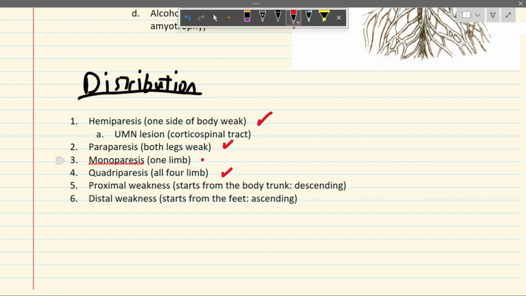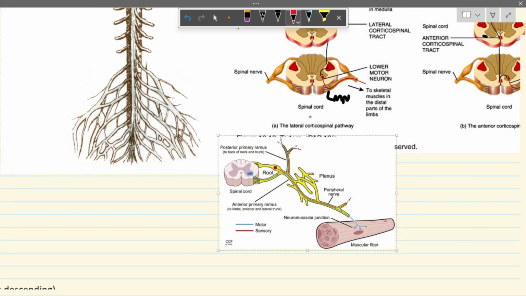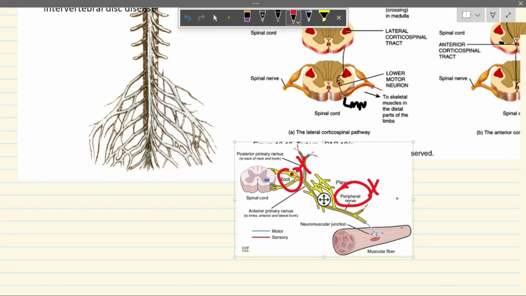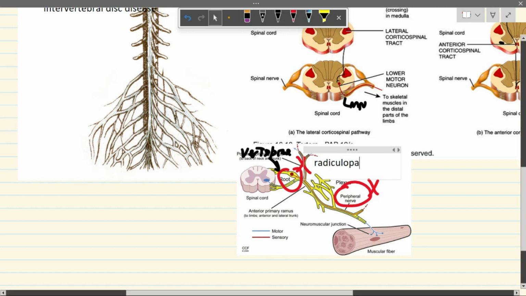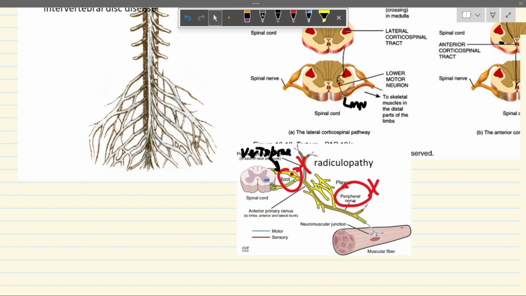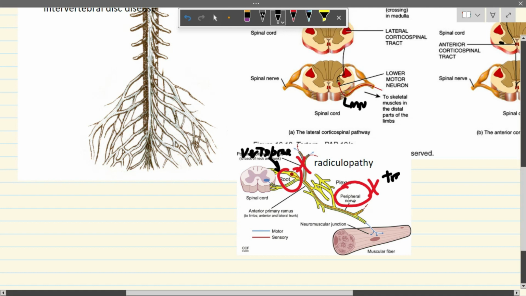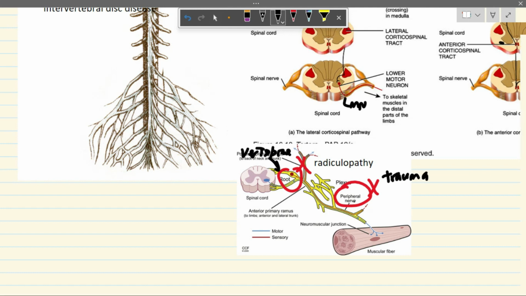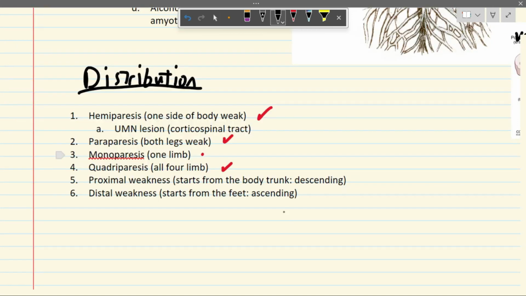How about monoparesis? So for monoparesis, it is usually due to peripheral nerve damage. So either the peripheral nerve is damaged or the nerve root is damaged. The nerve root can be damaged due to degenerative disc disease causing the vertebrae to actually compress on the nerve roots. And for this disease, we call it radiculopathy. And for the peripheral nerve of only one limb to get affected, usually it's gonna be caused by trauma. Because there are a lot of other diseases that can cause peripheral nerve disease, but they usually affect more than one limb. So now we've talked about monoparesis.